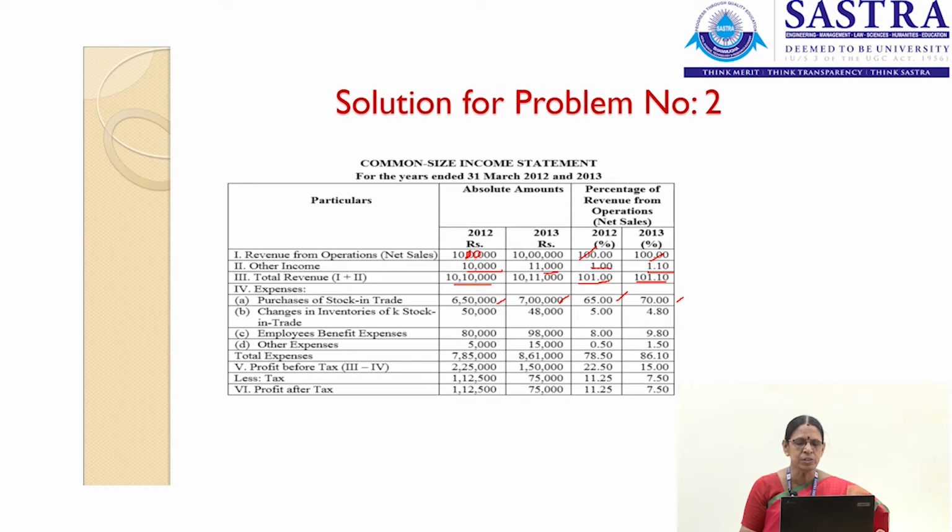Changes in the inventories of stock in trade. 50,000 we have, 48,000. Again, this 50,000 is compared with your 2012 sales, it is 5%. And again, 48,000 is compared, we'll get 4.8%. Employee benefit expenses, we have 80,000 and 98,000. So we have 8% and 9.80%. That means that we have 1.80% of increase over the past year.